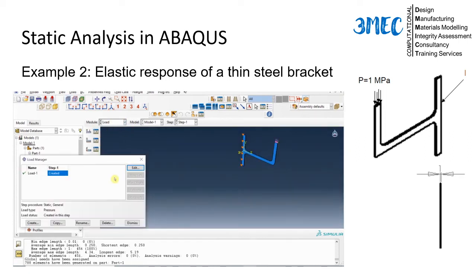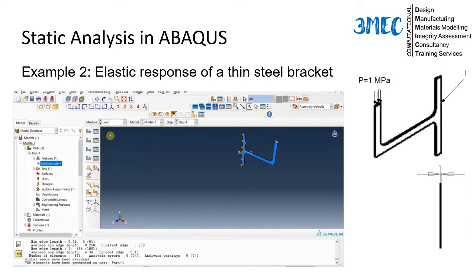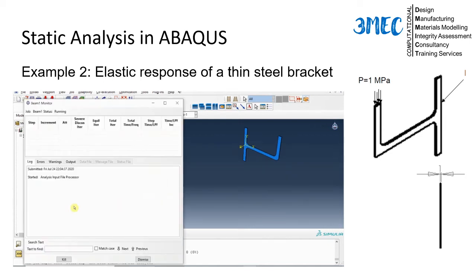So now I'm just trying to see at what load it's going to fail. I will start with 1 megapascal again as a starting point, and then I will run it, submit, and then I can monitor by pressing the monitor button to see if there are any errors or warnings, which are not there right now.